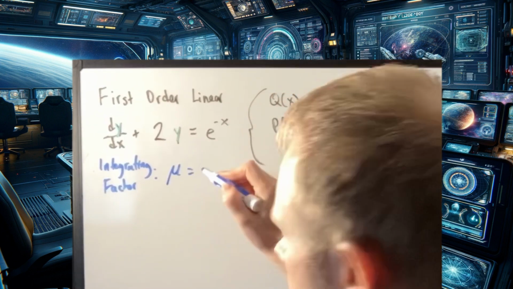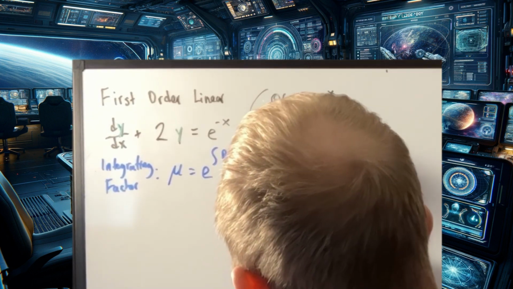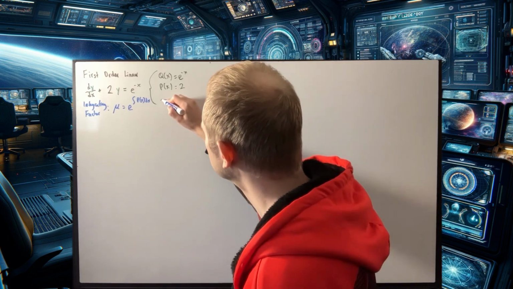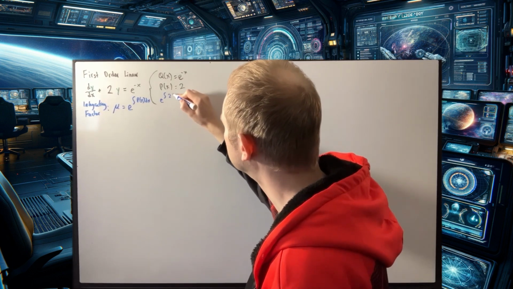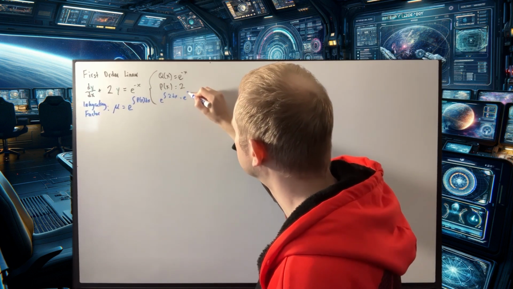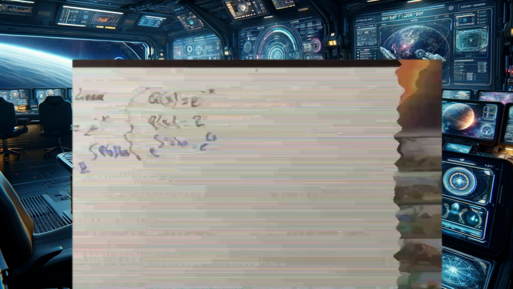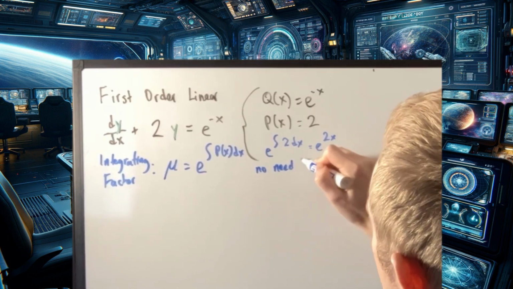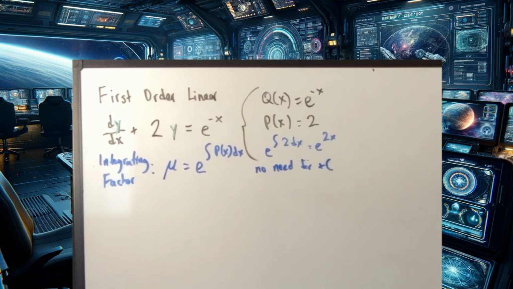We can write it as mu equals e to the integral of p of x dx. Substituting this for our situation, let's say e to the integral, well, p of x is just 2, so we're going to put 2 there and then dx. And if we try to actually solve that, we're going to get e to the 2x. Yeah, but what about the plus c? Oh, yeah, you're right, but there's no need for the plus c for the integrating factor because it's just going to cancel out in the end.